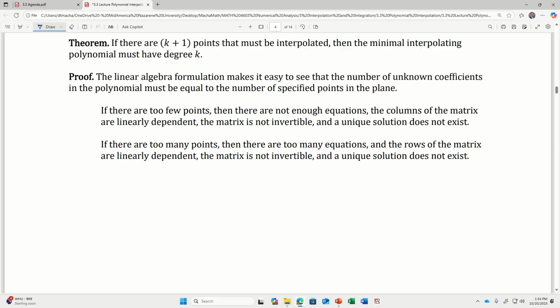And the reason I bring up the linear algebra formulation is because it makes it really easy to understand why the number of unknown coefficients in your polynomial, which is always 1 more than the degree of the polynomial, has to be equal to the number of points in the plane.